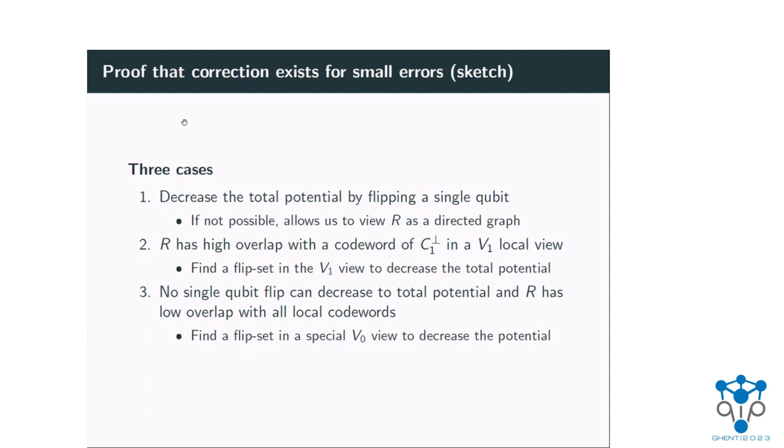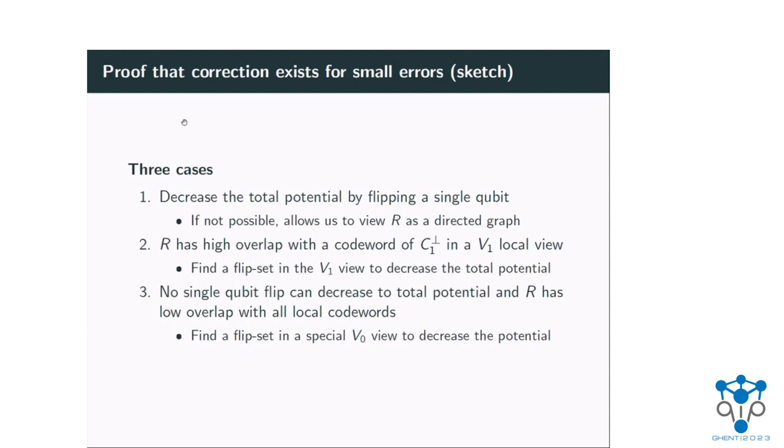But then the third case is quite technical, which uses the expansion of the complex and also the robustness of the local code. So I don't think it's very easy to describe this third step very well.